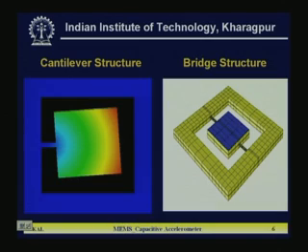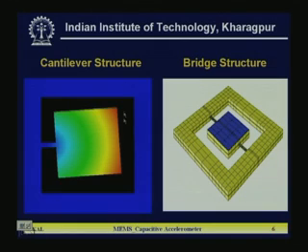Now, there are several kinds of structures available. One is known as cantilever structure, other is known as bridge structure. You can see here two diagrams. In one case, the seismic mass is held with a cantilever, single cantilever. In the other case, the seismic mass is held with the frame with the help of two cantilevers supported on opposite sides, so that it is just like a bridge.